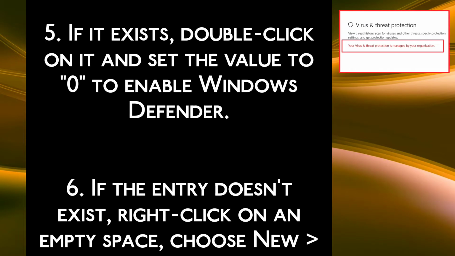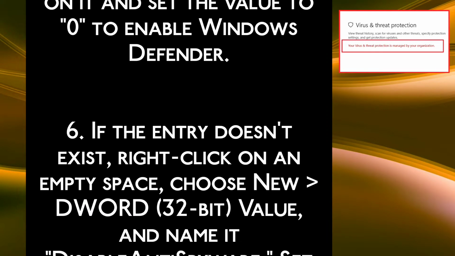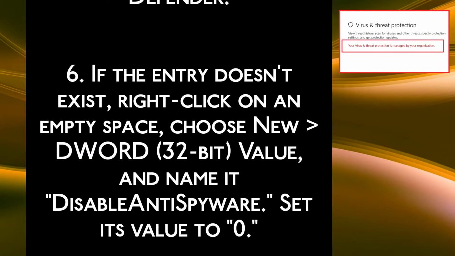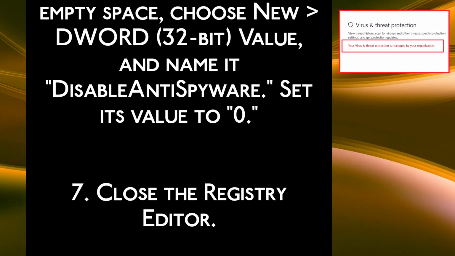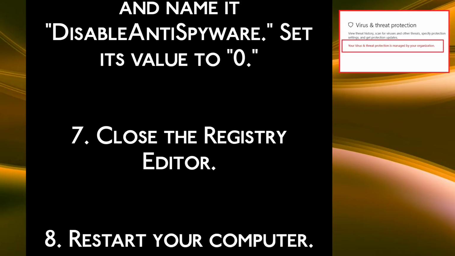Step 6. If the entry doesn't exist, right-click on an empty space, choose New, then DWORD (32-bit) Value, and name it DisableAntiSpyware. Set its value to 0.